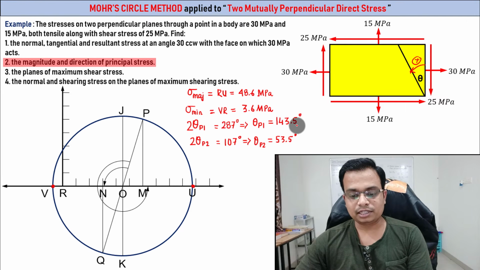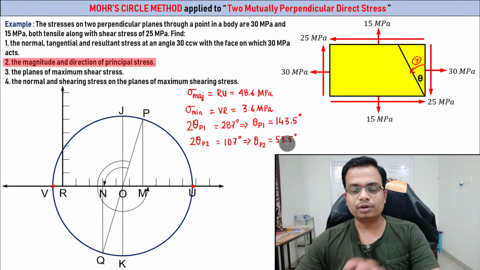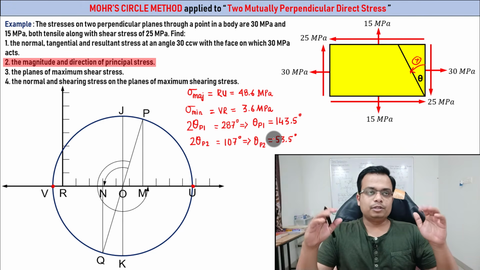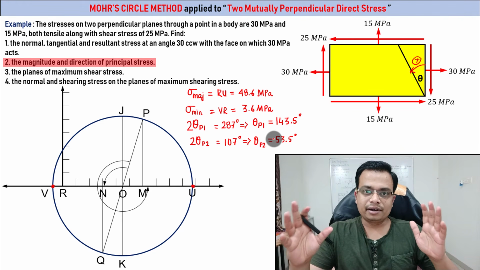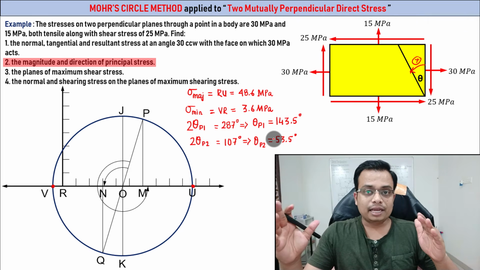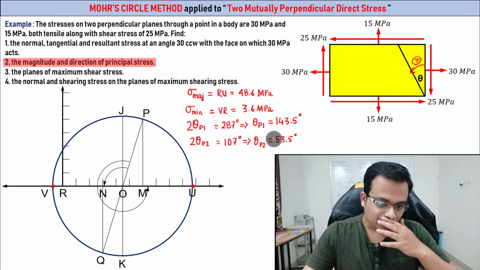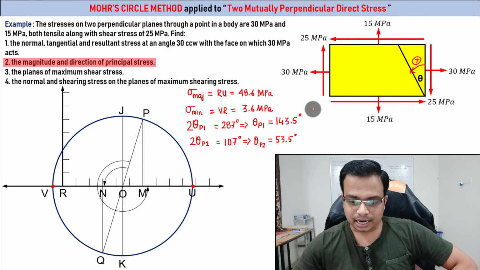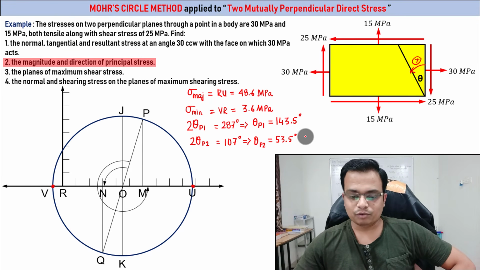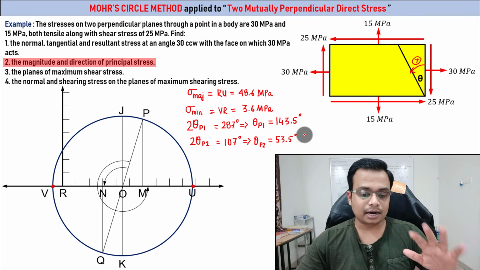And you can clearly see that there is a difference of how much? 90 degrees. 143.5 minus 53.5 will give you 90 degrees. Always. Principal planes are separated by 90 degrees, and also shear planes or planes of maximum shear are separated by 90 degrees. Now, this is working out as 143.5 and this is working out as 53.5. So, where exactly are these planes acting?